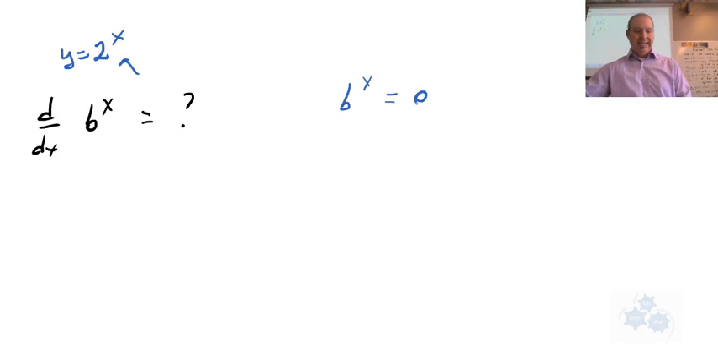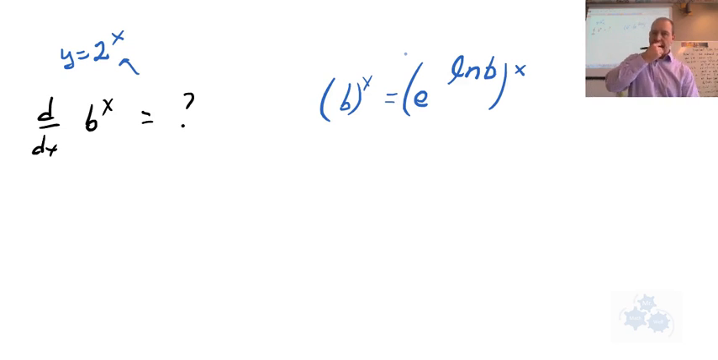equal to e to the ln b to the power of x. Because b is the same as e to the ln b. And if it's to the power of x, we're going to put the power of x there. Okay, so b equals e to the ln b. Not Elon Musk, but e to the ln b. Okay?